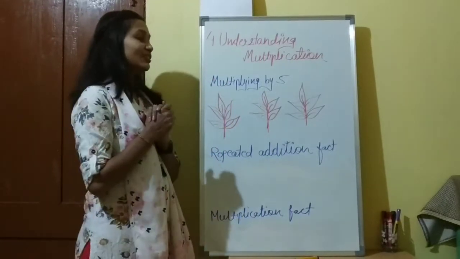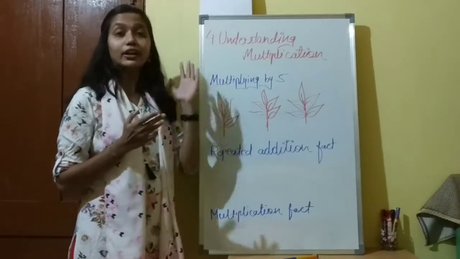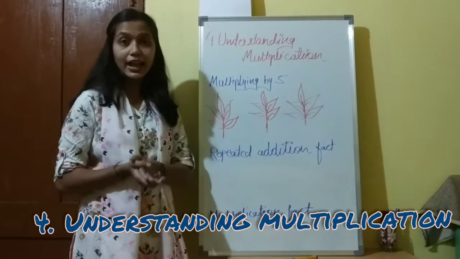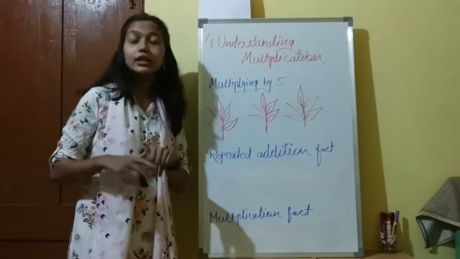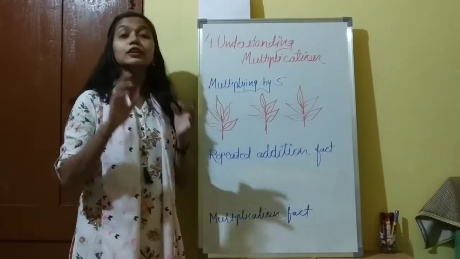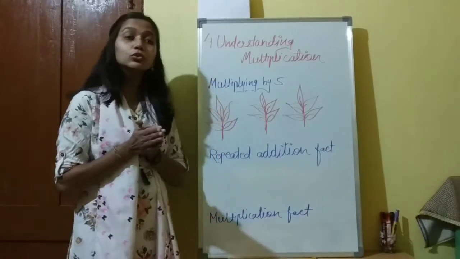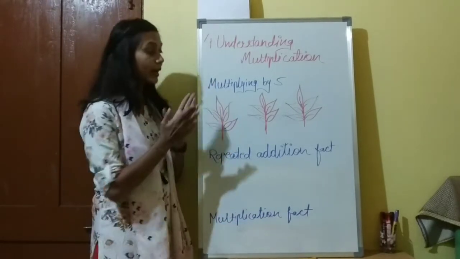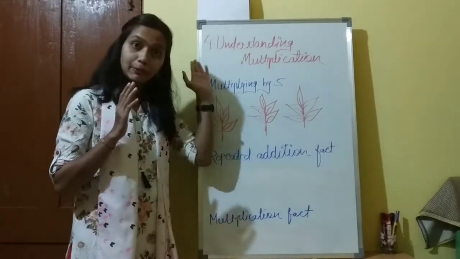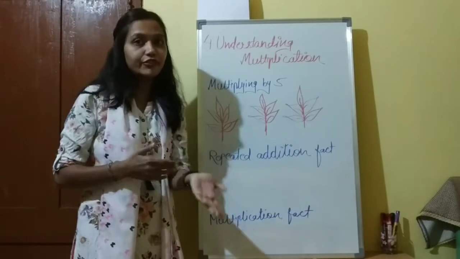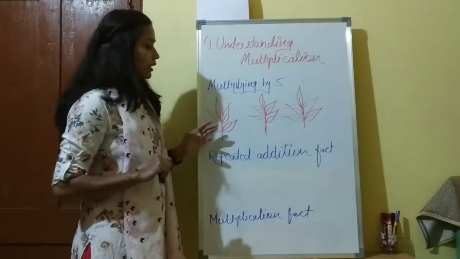Very good. So children, as you know, we are studying chapter number 4, understanding multiplication. In that we have completed 2 parts. This is the third part. In the second part of this lesson, we learned about the table of 2, how to build the table of 2, then skip counting by 2 and multiplying by 2. In this part, we are going to study multiplying by 5 and skip counting by 5. Okay, so children, let's move toward this.